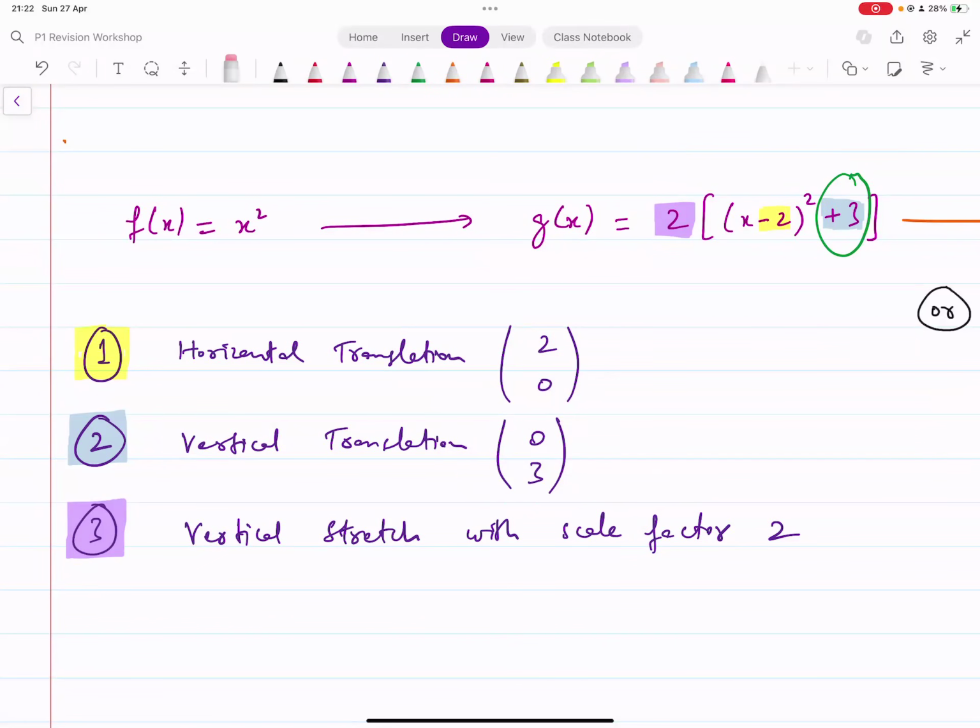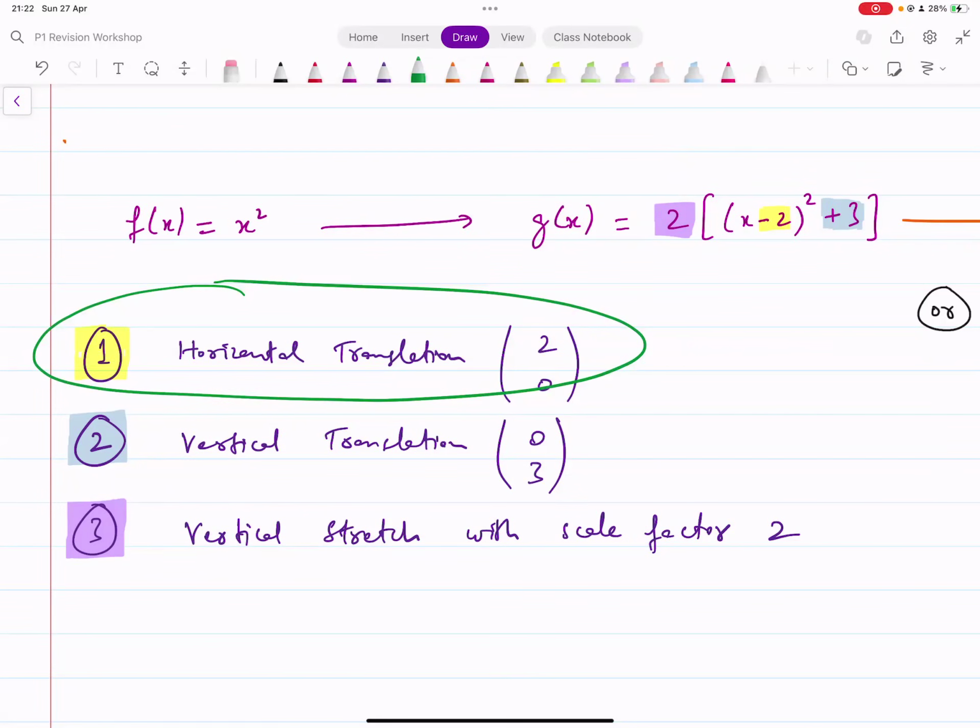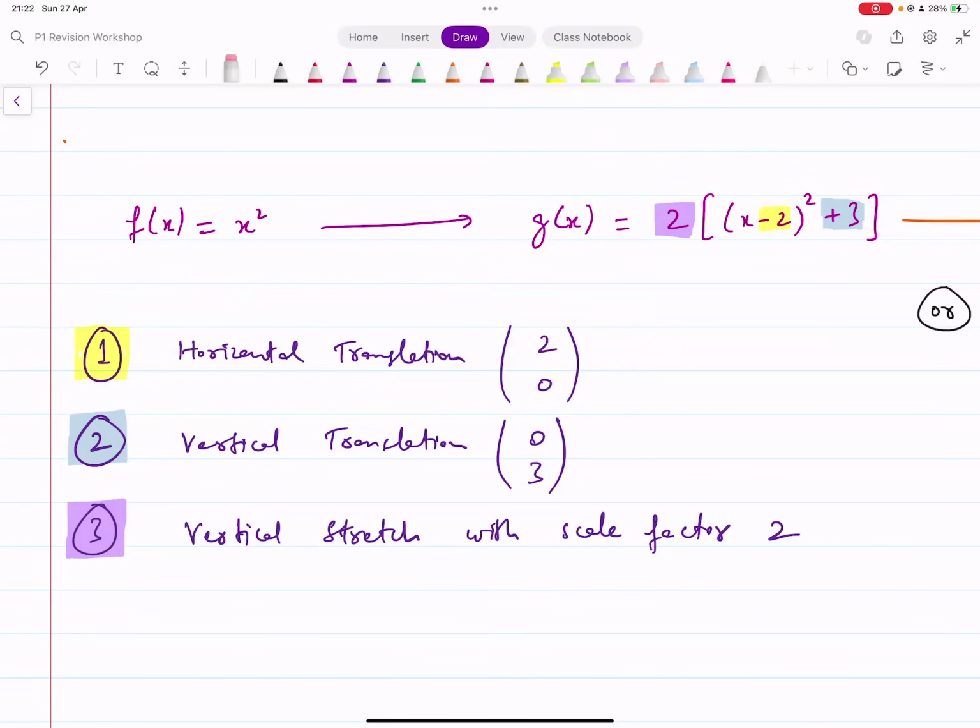In this case, I've written horizontal first. It doesn't matter. Between horizontal and vertical, it doesn't matter. Let's start with horizontal first. This can come at any place. It would not matter because there's only one horizontal transformation, and that's this -2. That's a translation 2, 0. Okay, so that's one translation that's happening.